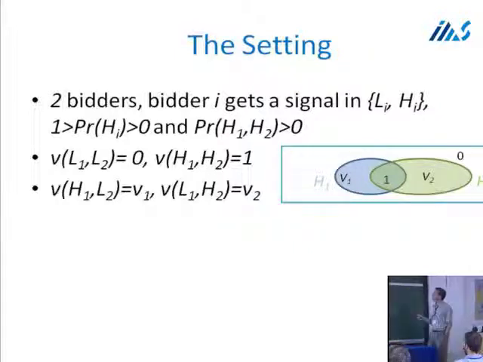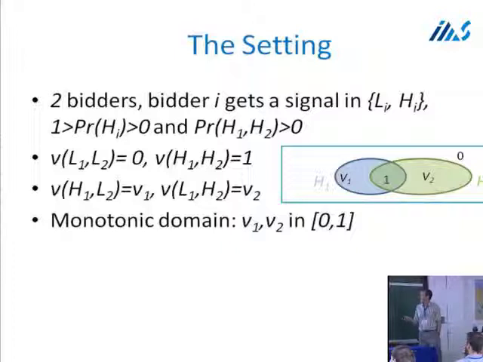So we have these two signals, the low signal and the high signal, and both of them have positive probability, and we also assume that both of them can get the high signal for the problem to be interesting. And we can normalize the value conditional on both of them getting the low signal to 0 and the high signal to 1. And then the value if agent 1 gets the high signal and agent 2 gets the low signal is V1, and here we have V2. And we basically consider monotonic domains in which more good news is better, so more high signals is better. So it means that if you only get one high signal, then the value is less than 1 and between 0 and 1.